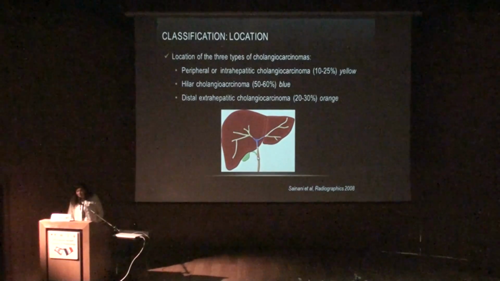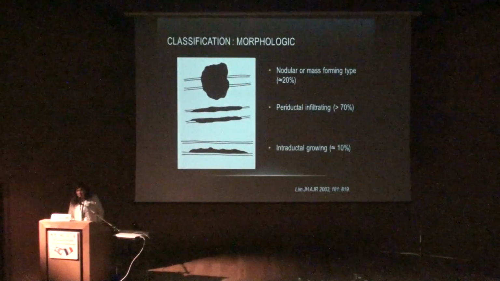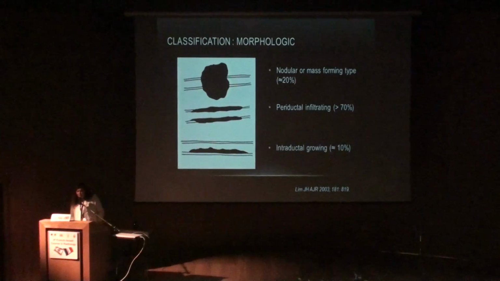But there is also another classification, which is based on pathologic reports, and that concerns the morphologic aspect of the tumor. So you may have a nodular or mass-forming type, around 20% of cholangiocarcinomas. The most important type is the periductal infiltrative tumor, like here, more than 70% of the cases. And you may very seldom have an intraductal growing tumor, which represents around 10% of the cases.